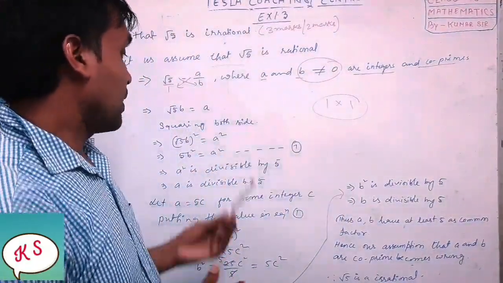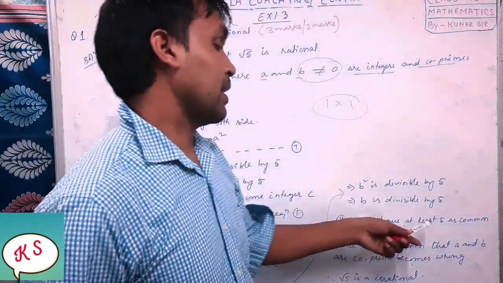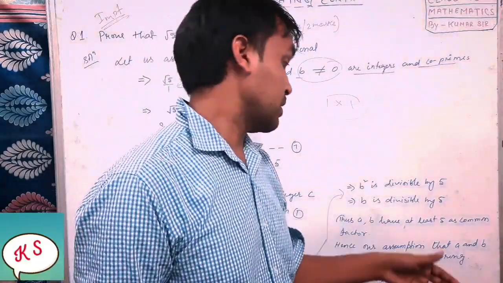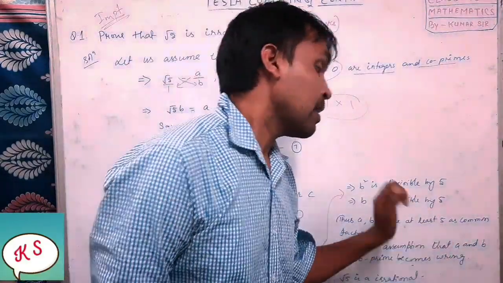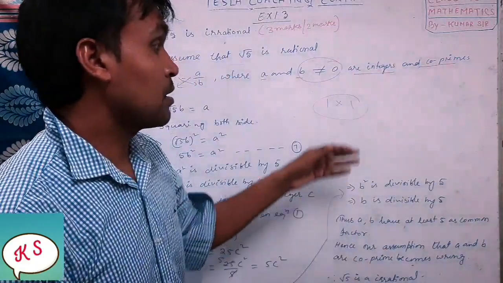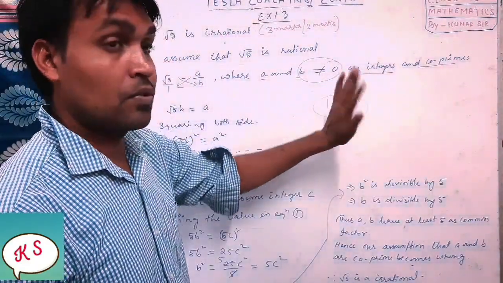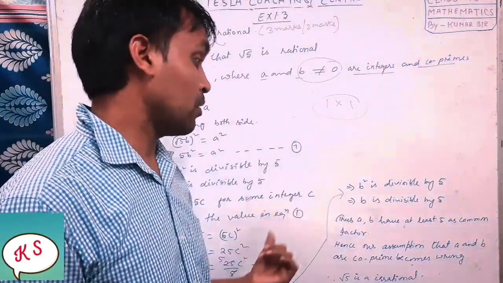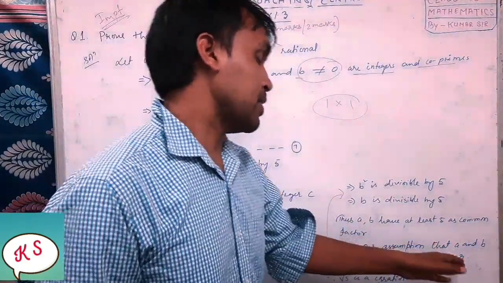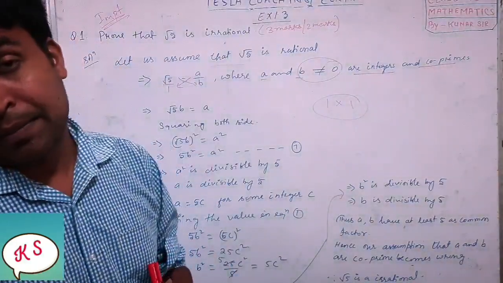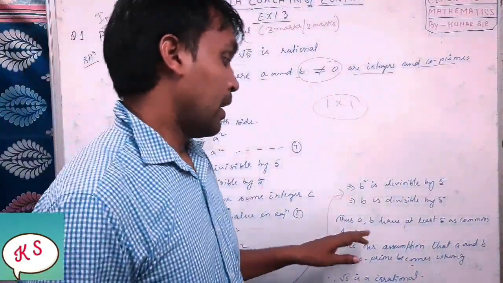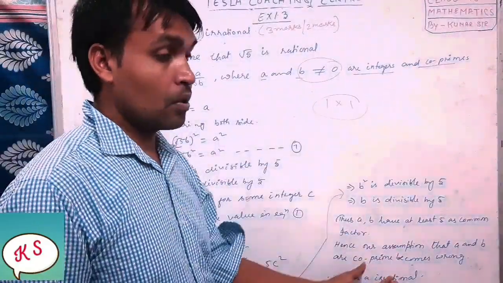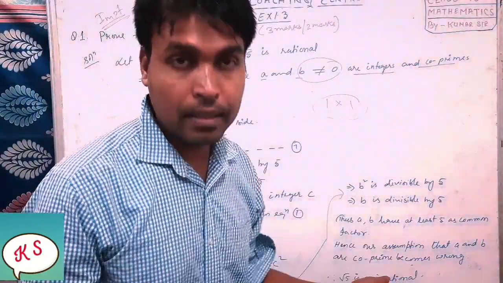But we have seen that the common factor we are getting is 5. That means besides 1 they also have a common factor, which is 5. So a and b are not co-prime. They would be co-prime only when their common factor is 1, but we are getting common factor 5. Hence our assumption that a and b are co-prime becomes wrong. And since our assumption is wrong, we assumed that it is rational, but it is coming wrong. So that means root 5 is irrational.